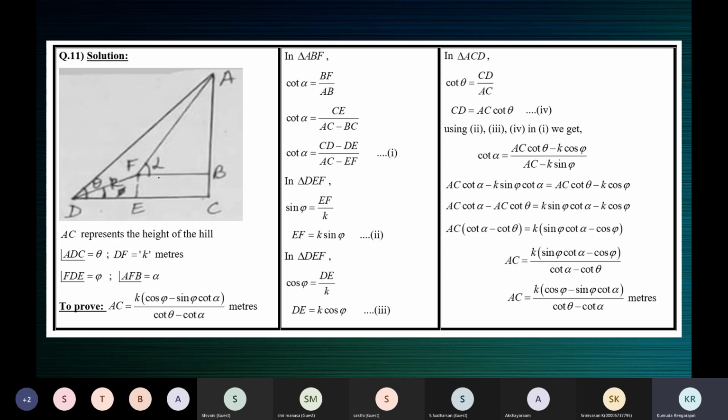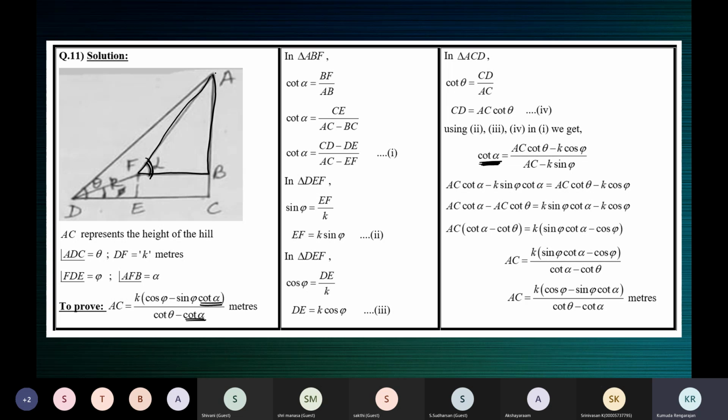So now, as we did earlier, children, work this one first. Take up this triangle. And in this triangle, what is the angle we have? Alpha. For alpha, what ratio do we have to use? Cot alpha. So please first find cot alpha.